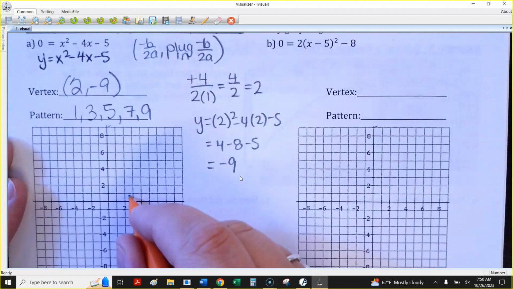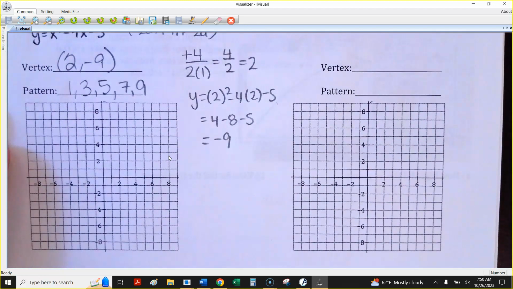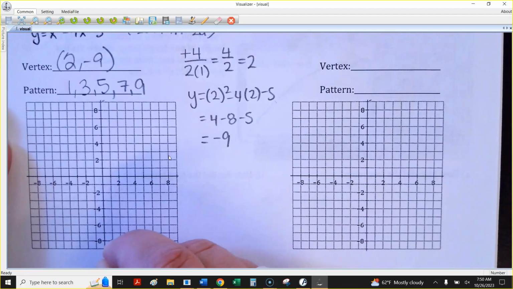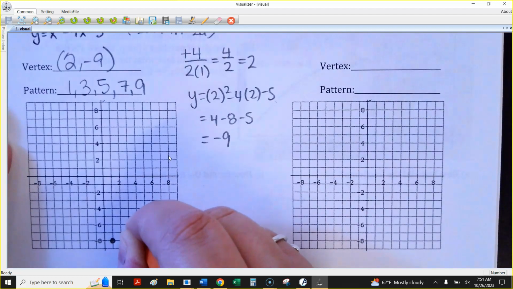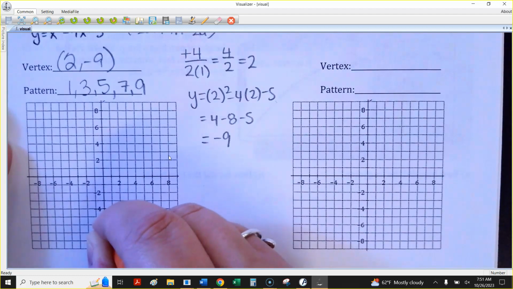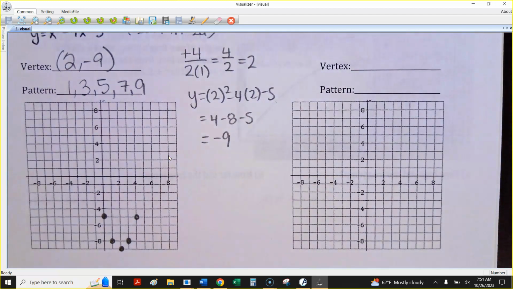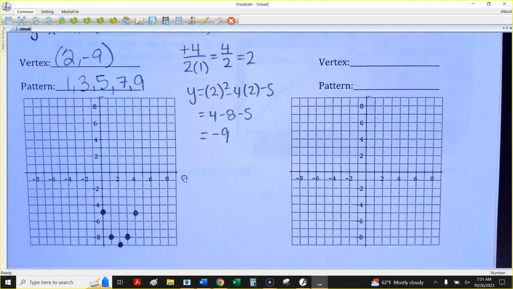If you go to 2, negative 9, I had to scooch this up a little bit. It's at the very bottom of the graph here. There's 2, negative 9. So over 1, up 1 on either side, over 1, up 3. And if you look back at my equation, my y-intercept should be the constant term, negative 5. That's where it crosses the y-axis, so I can check my graph a little bit by looking at that.